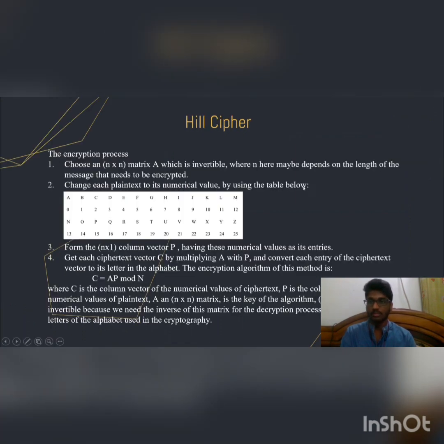So this is the algorithm that is used in the Hill cipher. First is the encryption process. First we need to choose an n by n matrix, and that should be invertible, because only if it is invertible can we decrypt the ciphertext. The plain text will be changed into numerical values, I mean the numerical values given to the alphabets, and then we form an n by 1 column vector having these numerical values as entries, and we get each ciphertext vector C by multiplying matrix A, which we took here, with the column vectors which we got here.